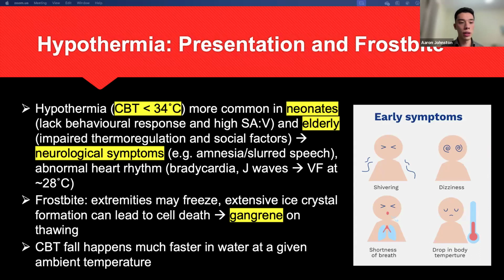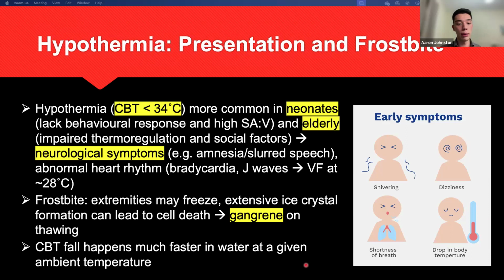So just then to think about when we don't regulate our temperature properly, we can enter into a state of hypothermia or hyperthermia. Before I talk about the presentations of hypothermia, it is defined by a core body temperature of less than 34 degrees. It's particularly prevalent in people that are less able to control their body temperature. For example, neonates, which can't mount appropriate behavioral responses, or the elderly, where impaired thermoregulation or perhaps social deprivation can predispose them to hypothermia. It presents itself with neurological manifestations such as memory loss or slurring of the speech.